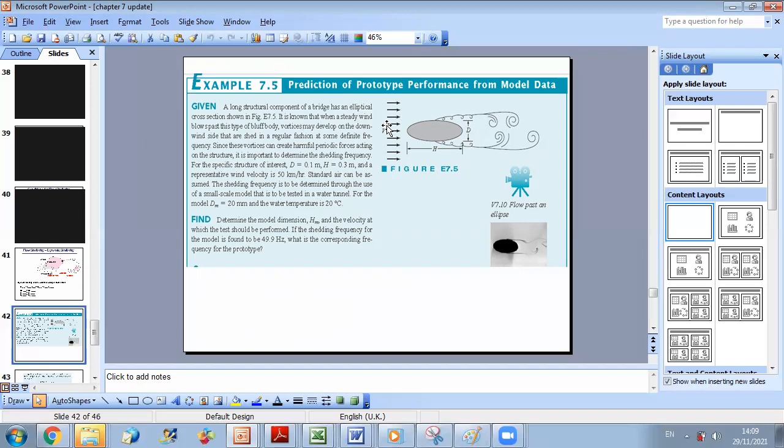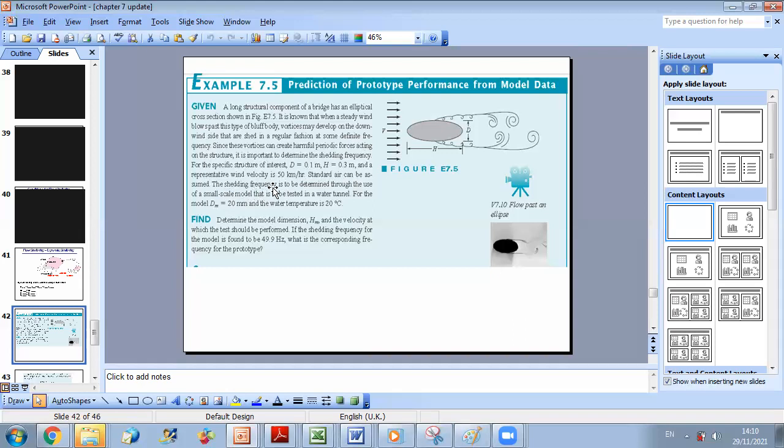It is known that when a steady wind blows past this type of bluff body, vortices might develop on the downwind side that are shed in a regular fashion at some definite frequency. Since these vortices can create harmful periodic forces acting on the structure, it is important to determine the shedding frequency. For the specific structure of interest, d is equal to 0.1 meters, h equals 0.3 meters, and the representative wind velocity is 50 kilometers per hour. Standard air can be assumed.